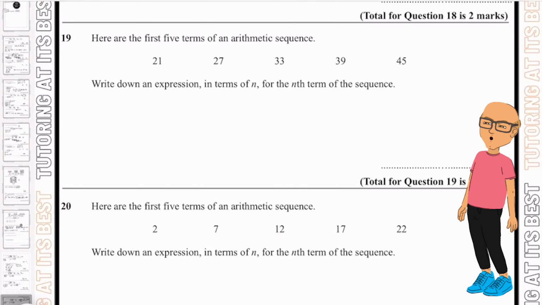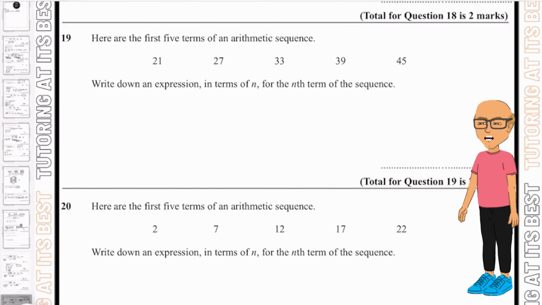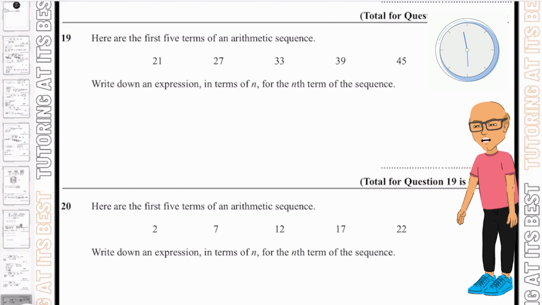Okay, 19 and 20. These are final questions, guys. So again, pause the video here, attempt the questions, and then press play when you're ready to go.